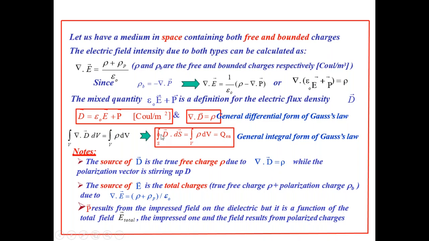The general differential form of Gauss's law is given as this, and the general integral form of Gauss's law we also have as this. The source of D, or the source of electric flux density, is the true free charge due to this equation here, while the polarization vector is what stirs up D. The source of E is the total charge, free charge plus polarization charge, due to this also.